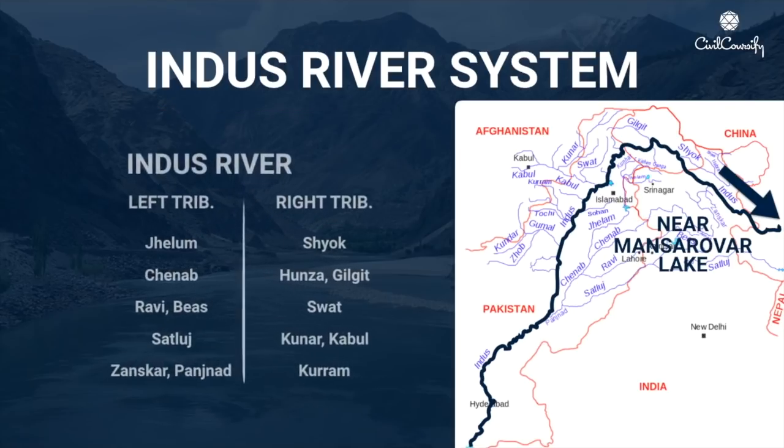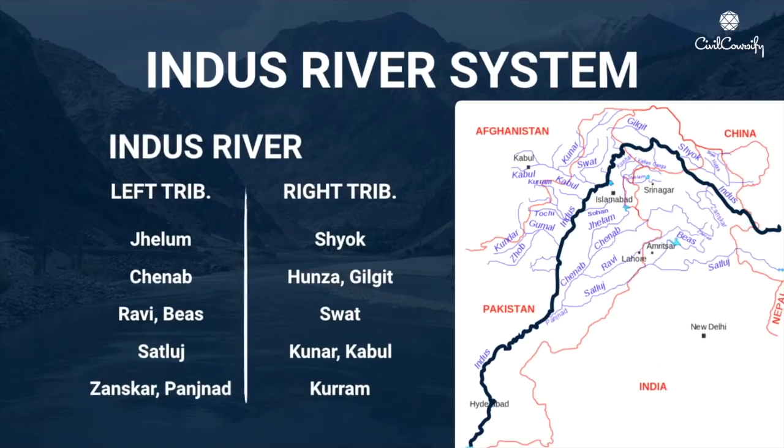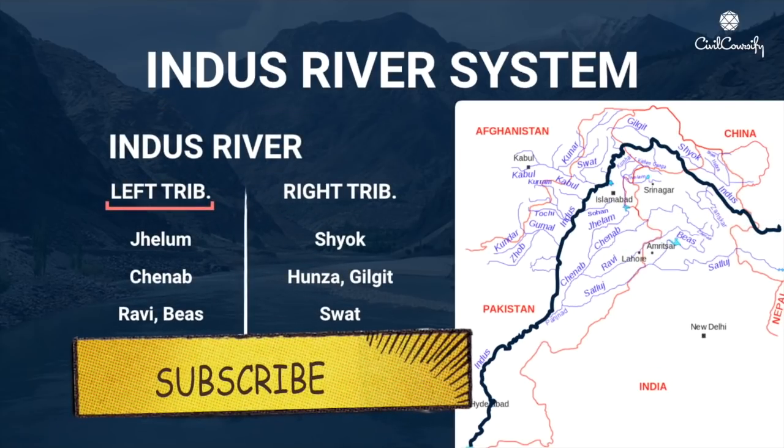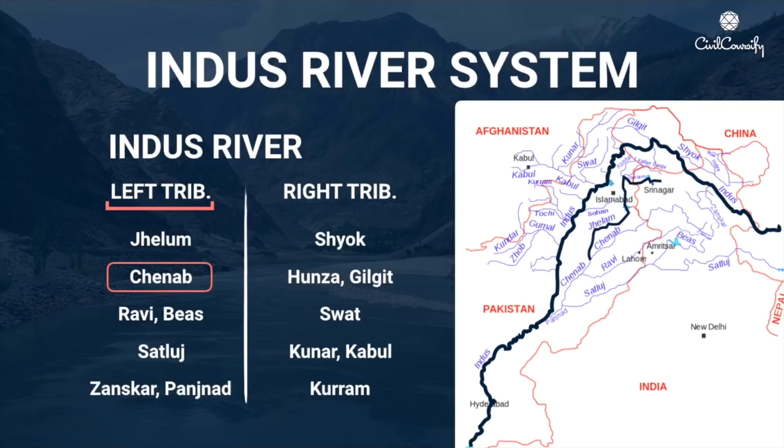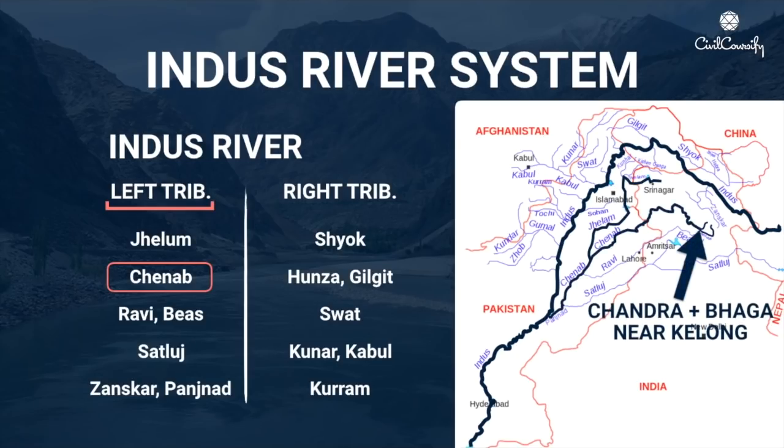Now, let's look at the tributaries of the river Indus. If we understand the left-hand tributaries, the first one is Jhelum. Jhelum originates at Sheshnag Lake near Verinag and flows through J&K and finally into Pakistan. The second one is the river Chenab. Chenab actually originates with the help of two streams, the Chandra and Bhaga, and it originates near Kilong and finally traverses into Pakistan.